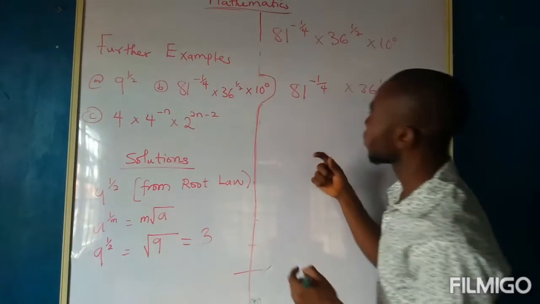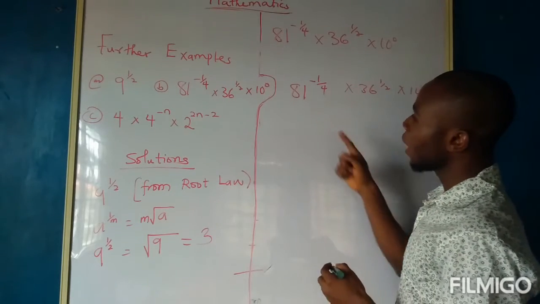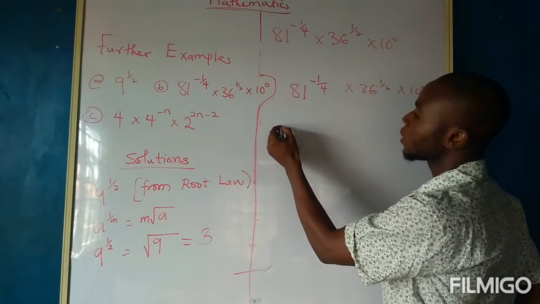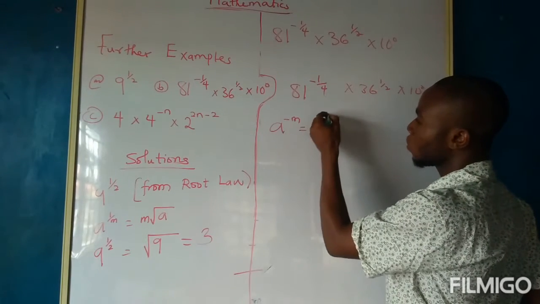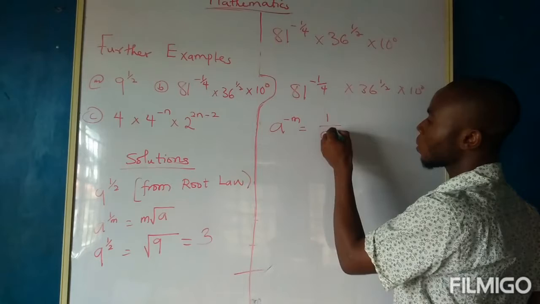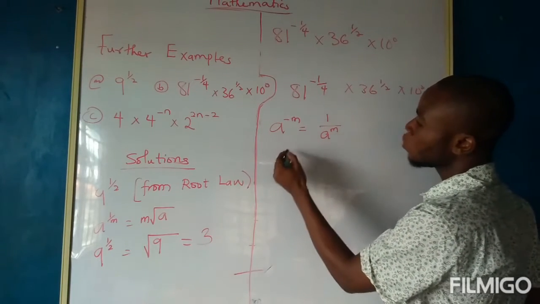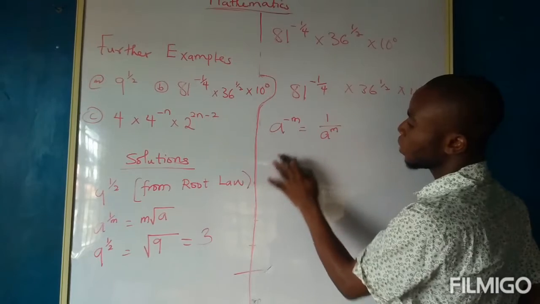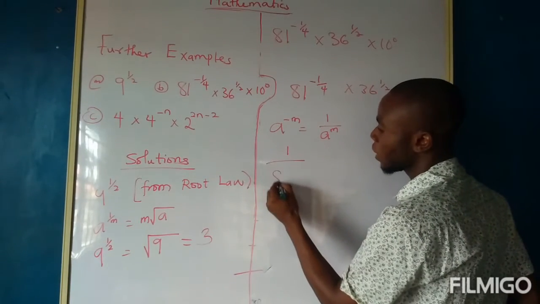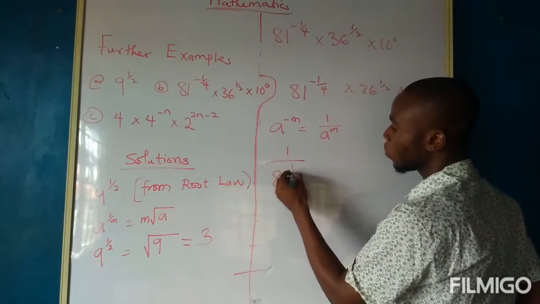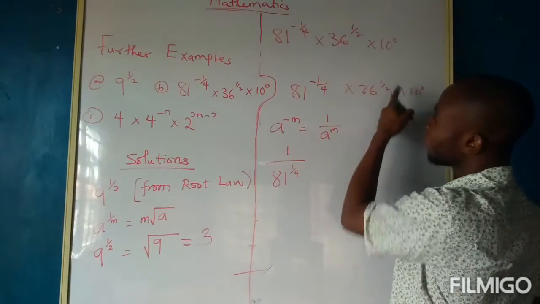Looking at this, we see that it has an inverse law in it, and don't forget, from our inverse law, a raised to the power minus m means 1 over a raised to the power m, and that is what happens here. That is, this one will now give us 1 over 81 raised to the power 1 over 4. Then 36 raised to the power 1 over 2.